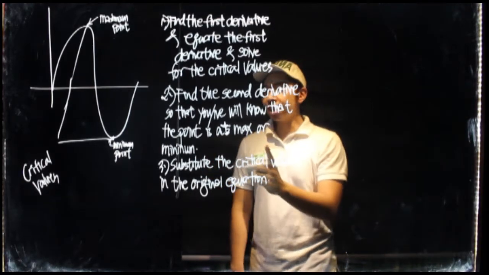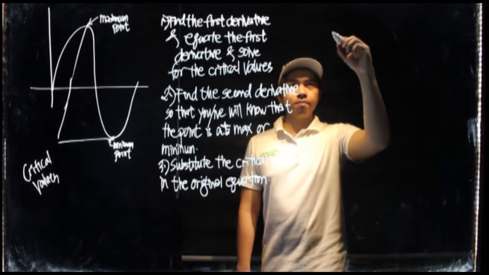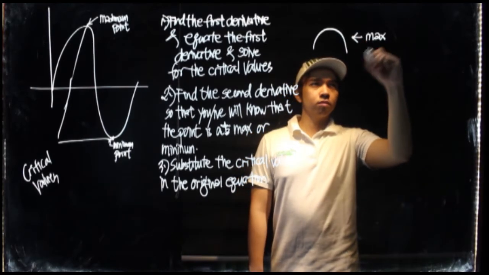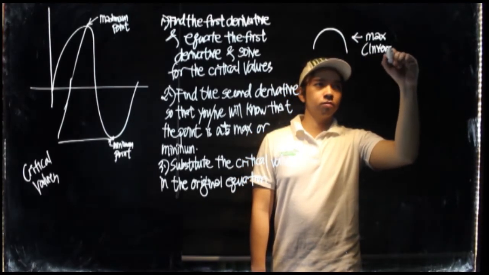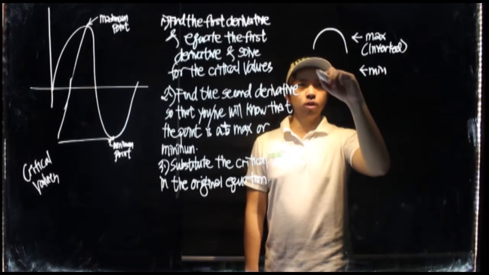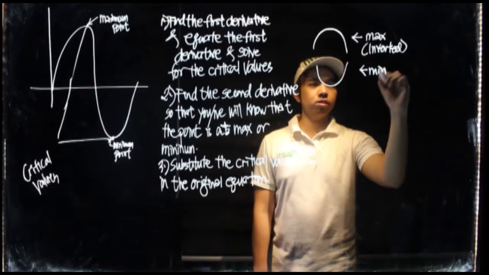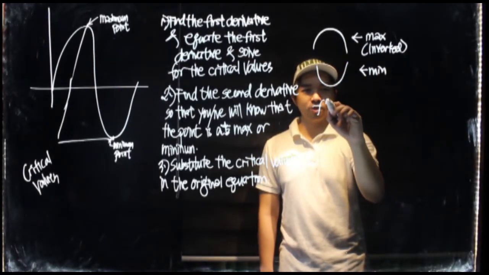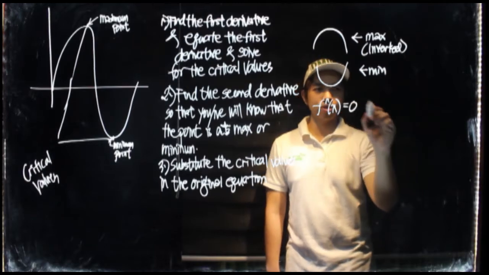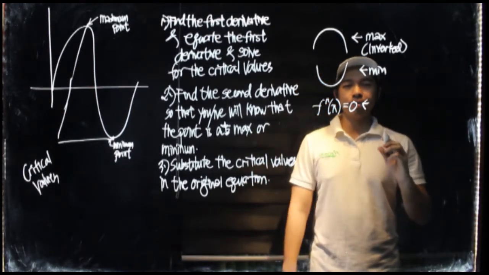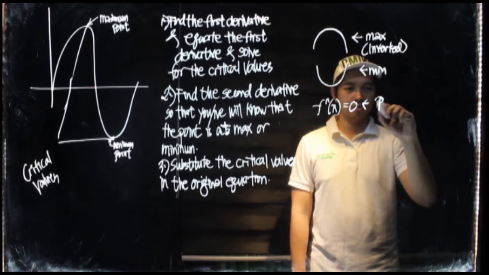A max point is usually an inverted bowl. And for a minimum, that is a regular bowl. And if our second derivative, f double prime of x, is exactly equal to 0, at a single point, that would be our point of inflection.